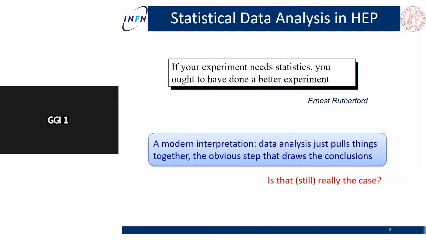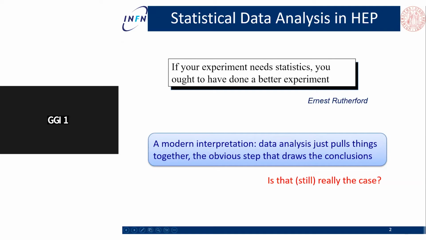So I have a couple of slides with a couple of disclaimers. The first one is about what it means to do statistical data analysis in LHC physics. I start with this sentence by Rutherford, which claims that if your experiment needs statistics, essentially you need to do a better experiment. If you reinterpret this sentence with a modern view, it would mean that what matters is the experiment.